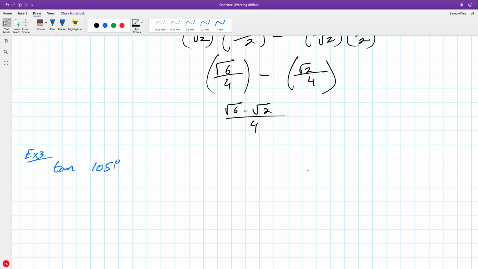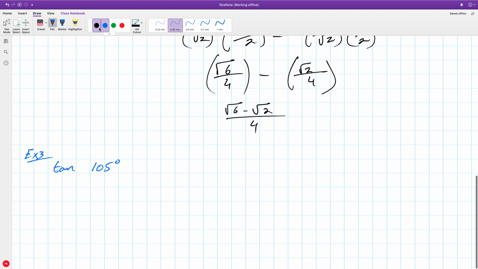What are we using here? We're going to use 45 and 60. Yeah, tan of A plus B. Tan of A plus tan of B over 1 minus tan A tan B, yeah? What do we get? 1 plus root 3 over 1 minus root 3.